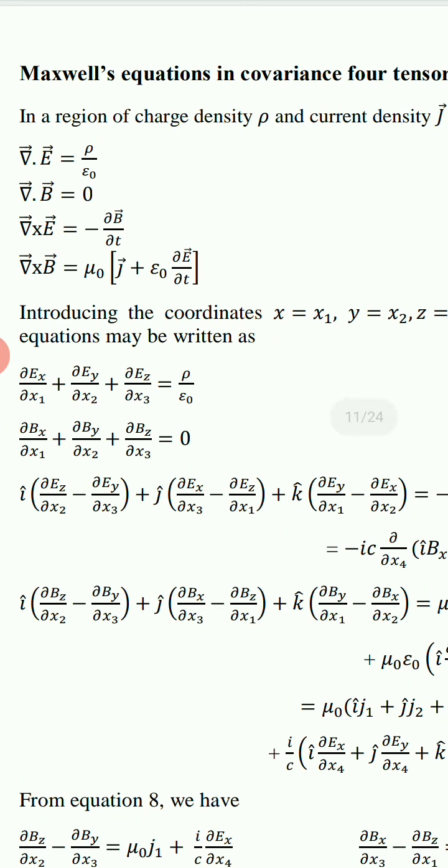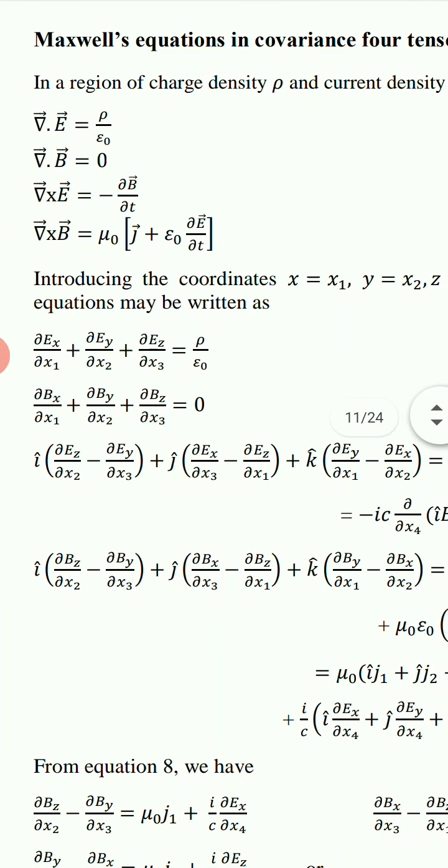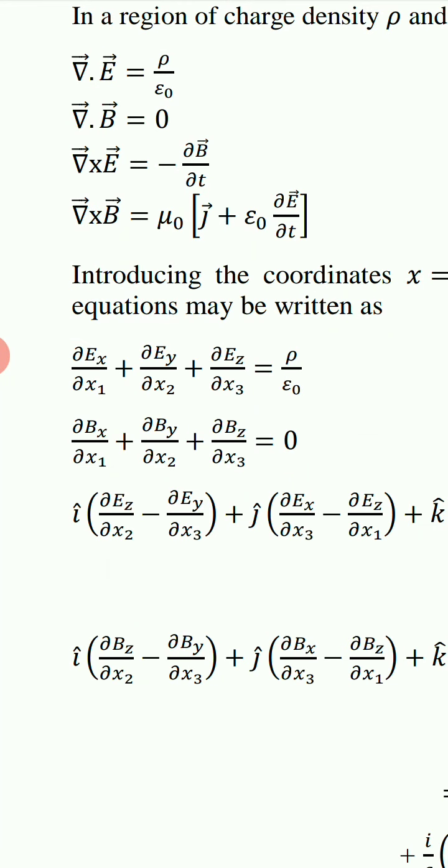Now we write Maxwell's equations in covariant tensor form. These are the 4 Maxwell's equations in a region of charge density rho and current density J. Del dot E equal to rho upon epsilon 0, del dot B equal to 0, del cross E equal to minus delta B upon delta t, and del cross B equal to mu 0 J plus epsilon 0 delta E upon delta t.